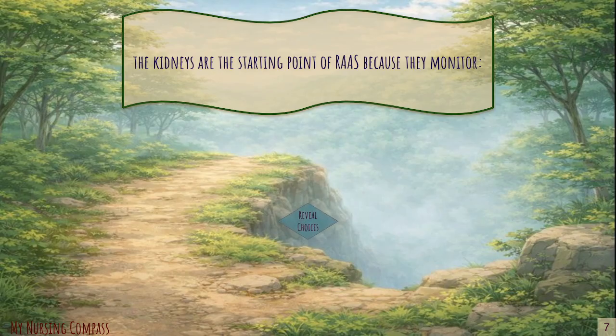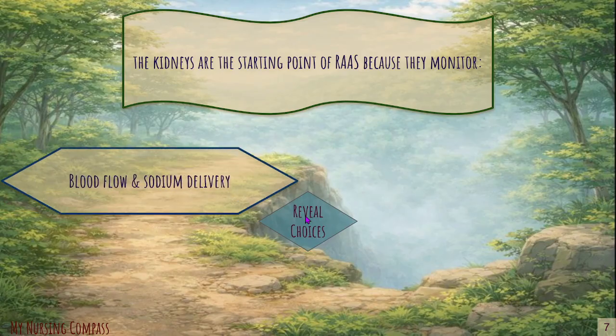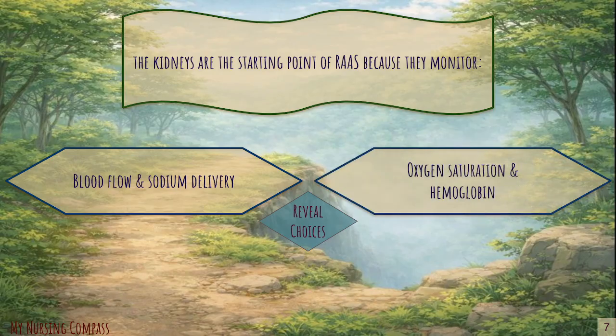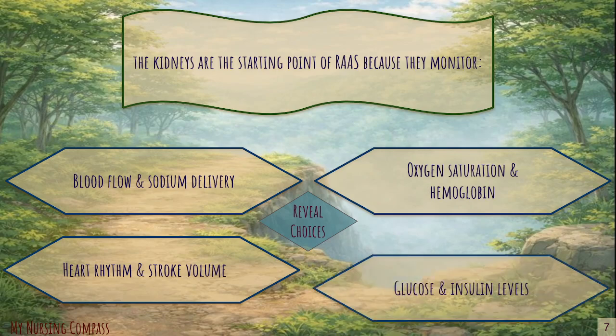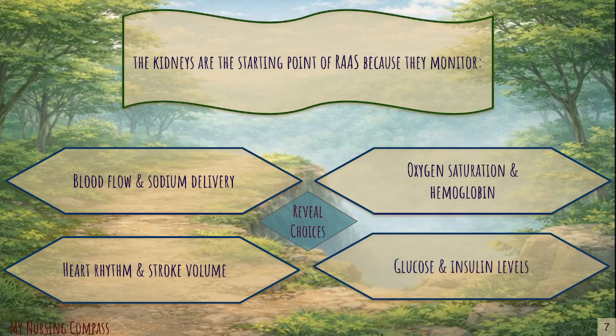The kidneys are the starting point of RAAS because they monitor blood flow and sodium delivery, oxygen saturation and hemoglobin, heart rhythm and stroke volume, glucose and insulin levels. Kidneys are the starting point of RAAS because they monitor what? What are our kidneys doing?